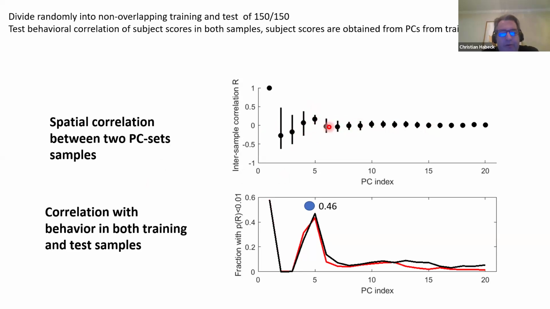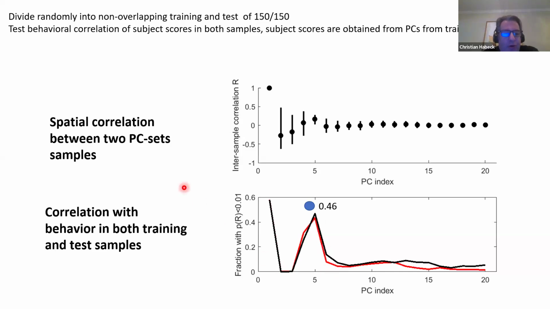It's non-overlapping samples, but these PCs really look nothing alike. They're almost orthogonal to one another. Then we do the following. We ask, how well does PC5 from the training set correlate with the behavior when I can do this in the training set directly? That's the red line.